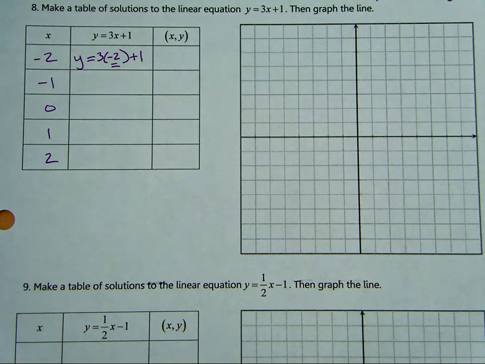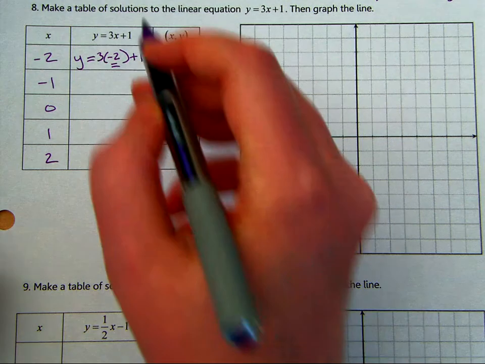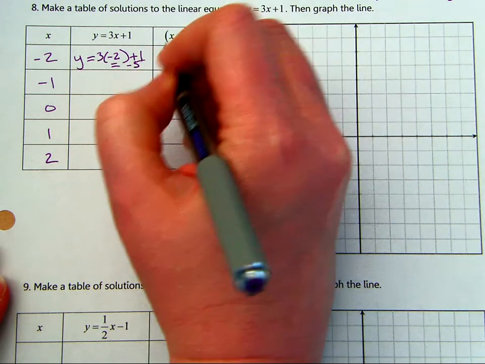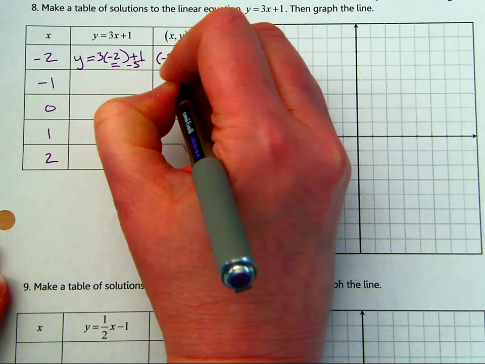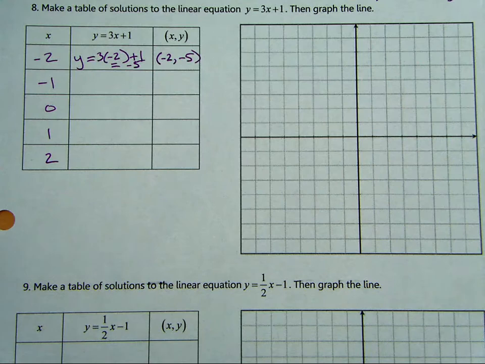I guess I didn't leave a lot of space in there. So let's just calculate it all. -6 plus 1, -5. So that will give us the coordinates -2, comma, -5. And let's do that for all 5.